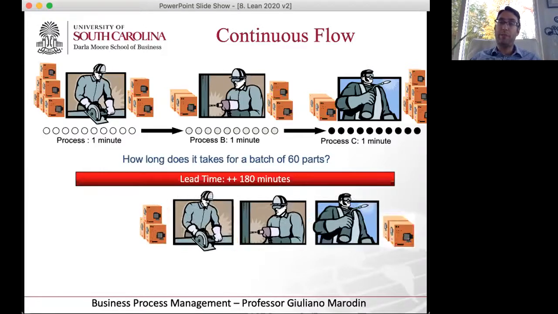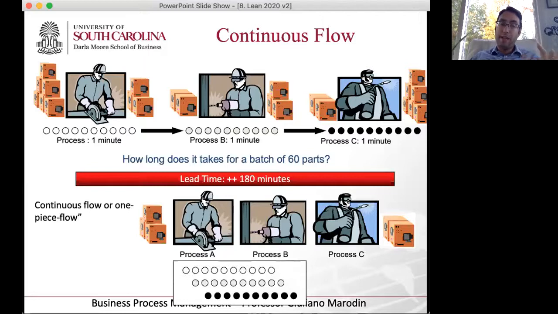What happens if we implement continuous flow? If we make these processes, so don't change the process, don't change technology, just arrange them in a way that they are one beside the other. So you make one, you pass one. That's called continuous flow or one piece flow.